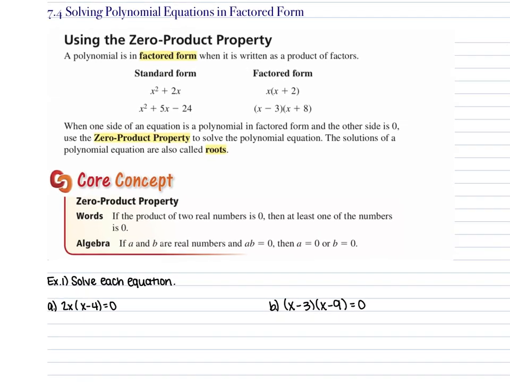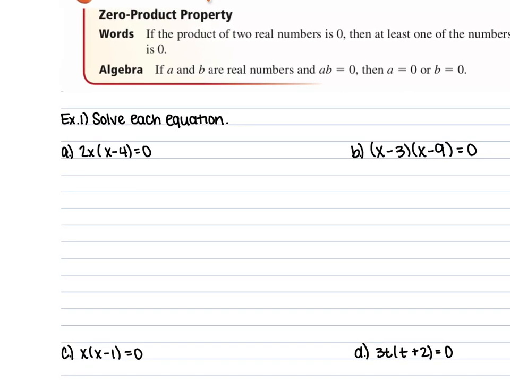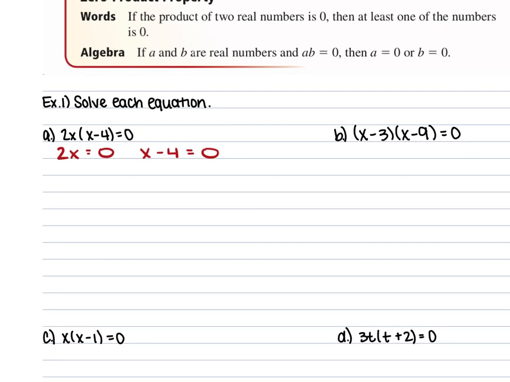With these, if you look at example 1a, we are given 2x times x minus 4 is equal to 0. Again, this is factored for us, so we can just take the 2x, set it equal to 0. We can take the x minus 4 and set it equal to 0. So we now just have two equations that we're solving for. When we divide each side by the 2, we get that x is equal to 0. When we add the 4 to both sides, we get that x is equal to 4. So our two solutions for this is that x is equal to 0 and that x is equal to 4.